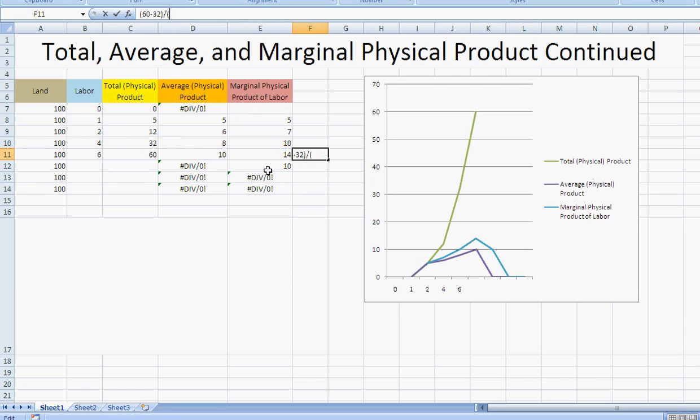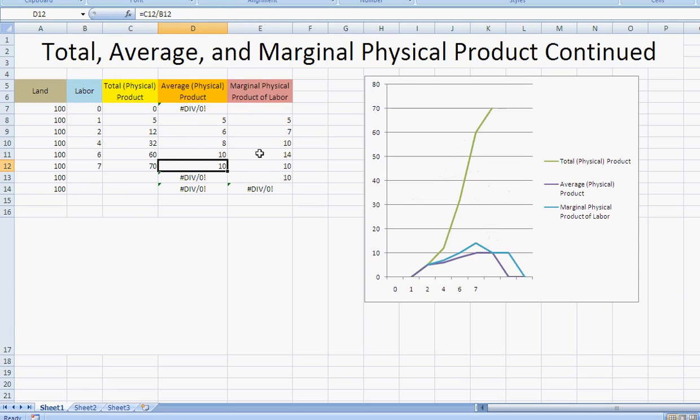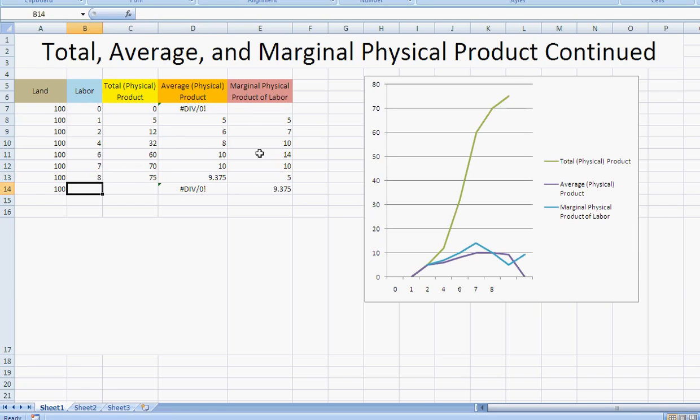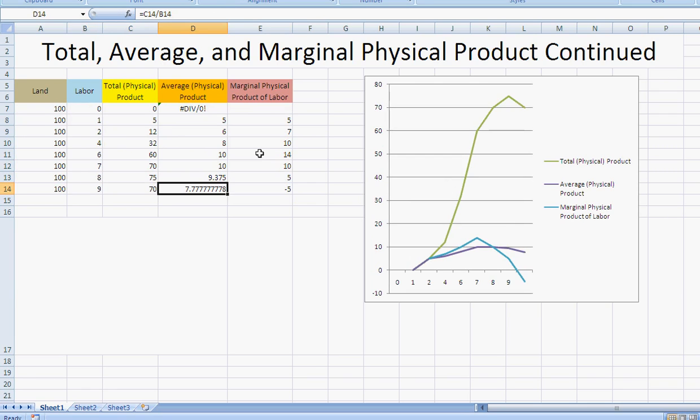Now I'm going to plug in some more numbers because I want to get down to talking about some more rules. We're going to go 7, and we'll go 10. We'll go 70 here. So with 7 workers, we make 70 bushels of corn. And then we'll say with 8 workers, we make 75 bushels of corn. And then let's say with 9 workers we make 70 bushels of corn again. All right, so that's all that I wanted to get into this table.